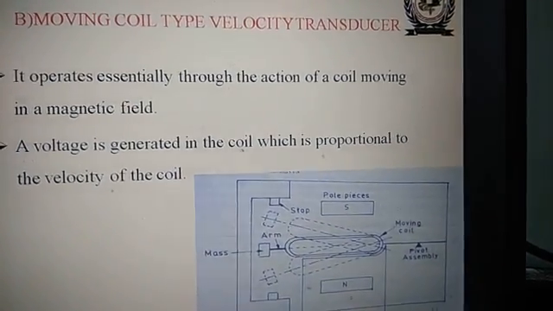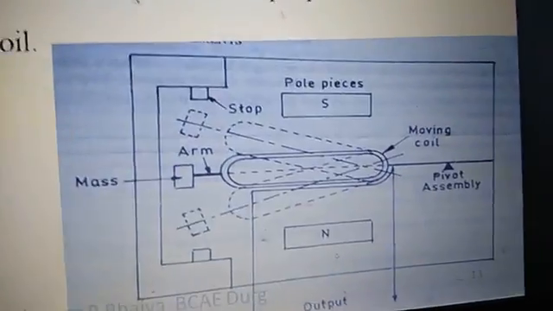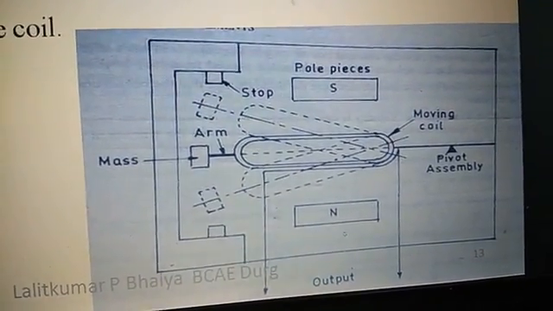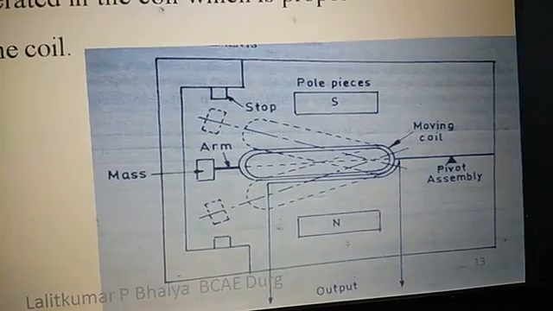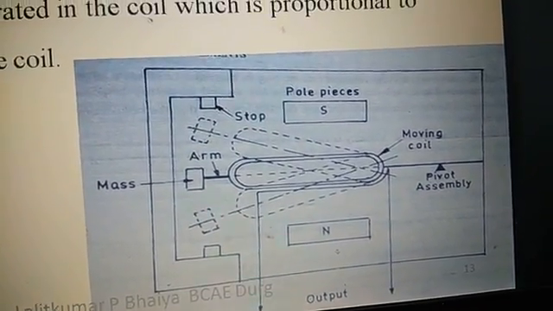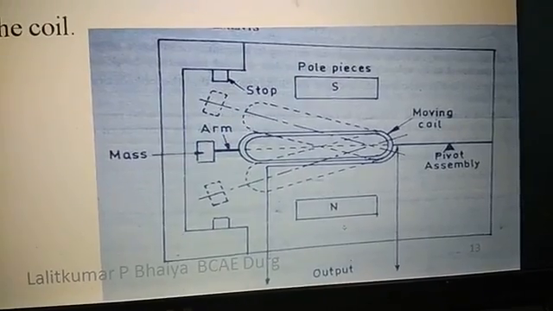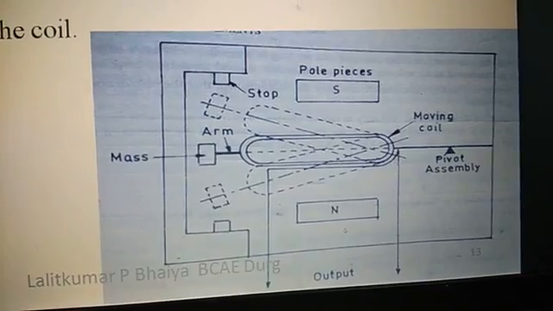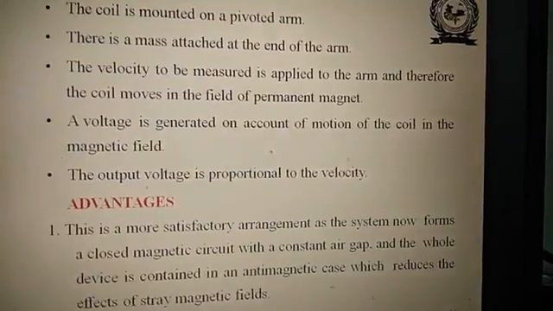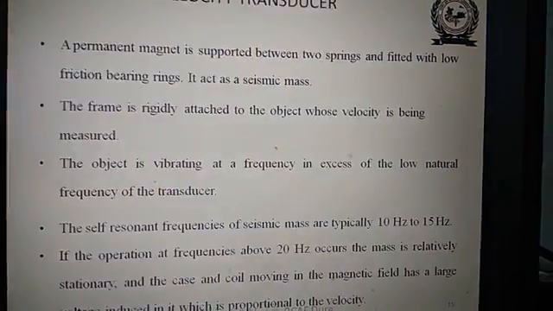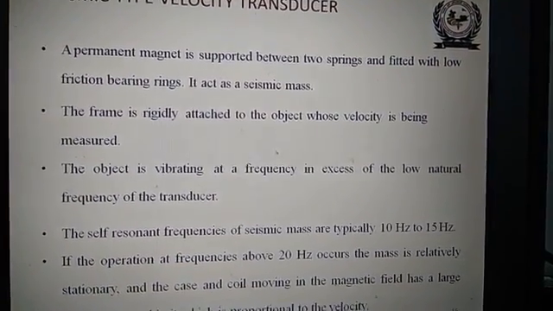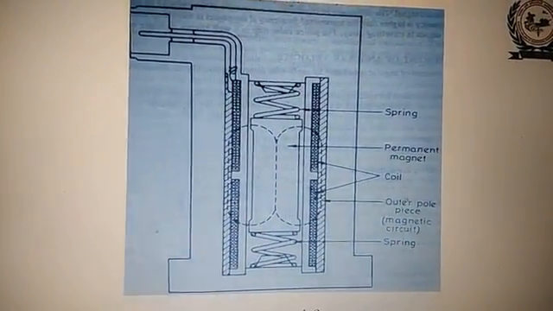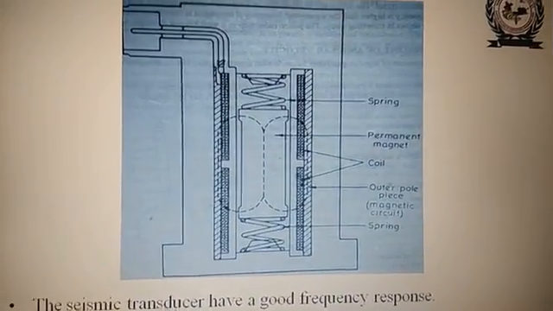Then moving coil type velocity transducer. In this transducer we have seen the movement of the arm produces the velocity, and that is measured through this coil which is kept between poles south and north, that we have seen. Their advantages and disadvantages we have seen. Then this seismic type velocity transducer, we have discussed about this. This is the diagram for this seismic type velocity transducer. This we have discussed.